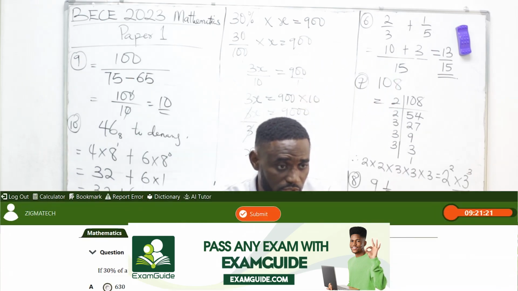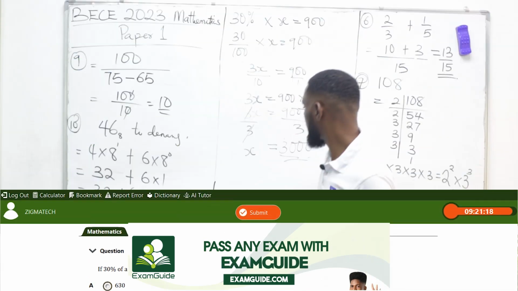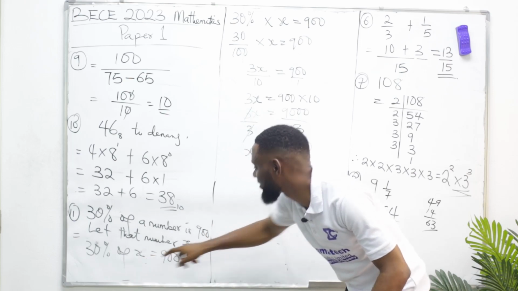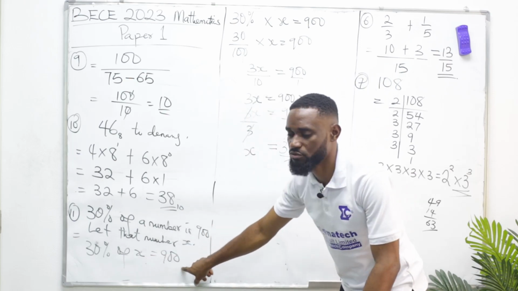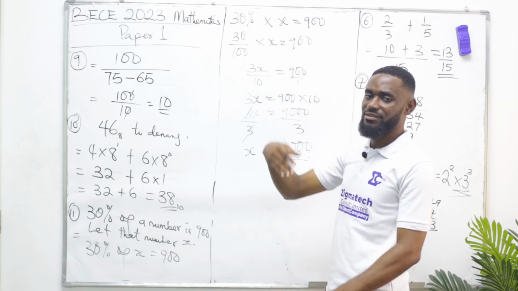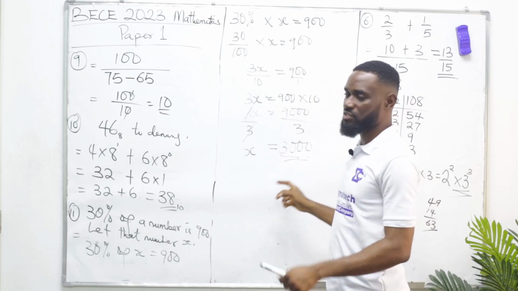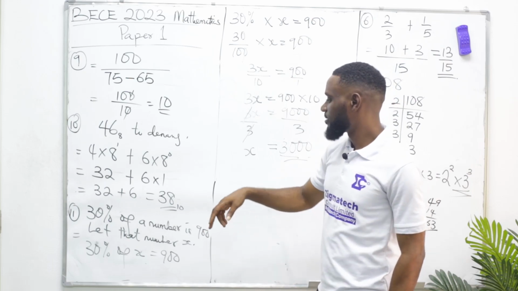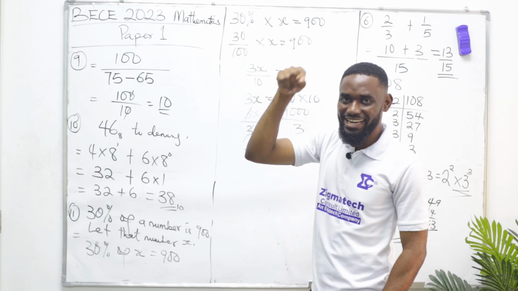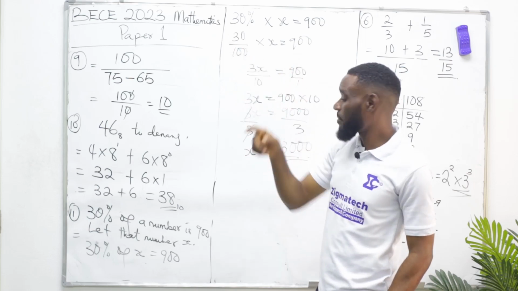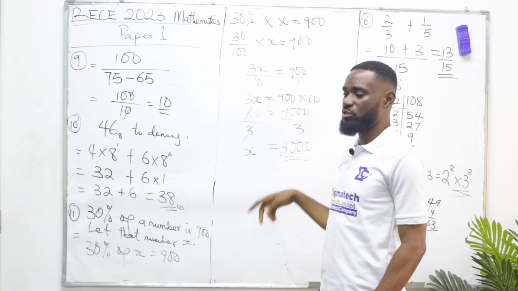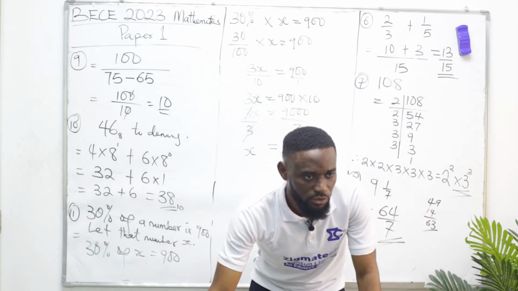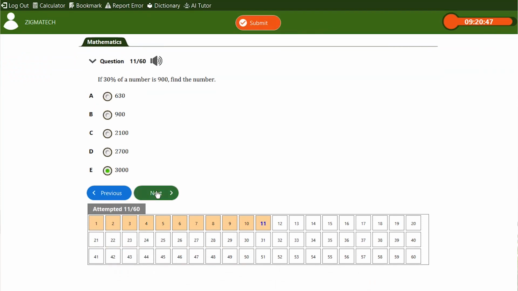All right? So this is option E. You can check this from here. If we do 30% of 3,000, it will give us 900. That is 30 over 100 times 3,000. Do it there, then post the answer in the comment section. It will give you this 900. So the statement is true. All right? Okay, so option E is the correct option.